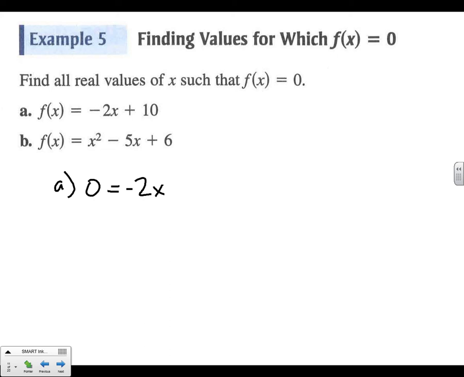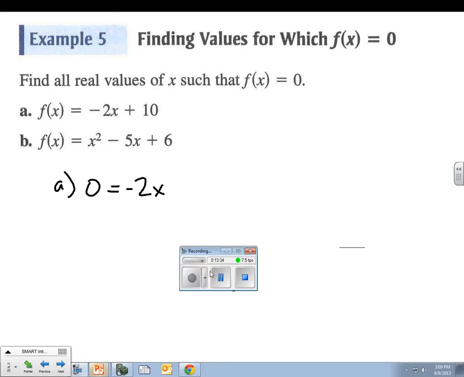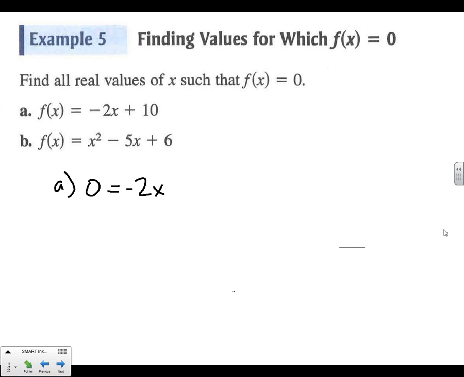Negative 2x. Hey. Hey. I think I left my bag here. Sorry about that. Miss Barber just came in. She left her bag in the classroom. All right, let's keep going.